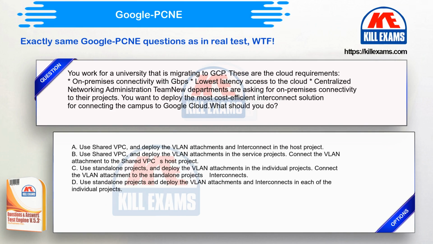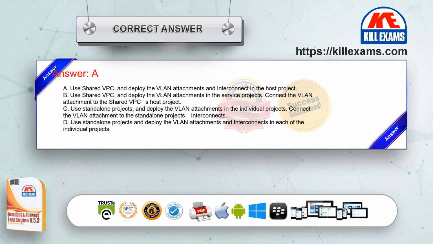Option C. Use standalone projects, and deploy the VLAN attachments in the individual projects. Connect the VLAN attachment to the standalone project's interconnects. Option D. Use standalone projects and deploy the VLAN attachments and interconnects in each of the individual projects. The correct answer is option A.